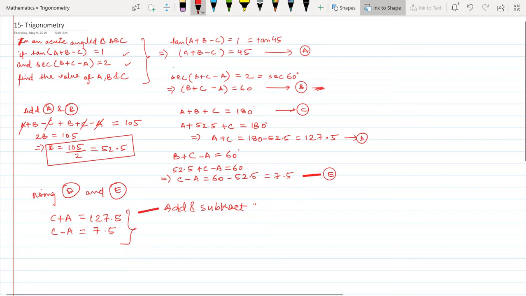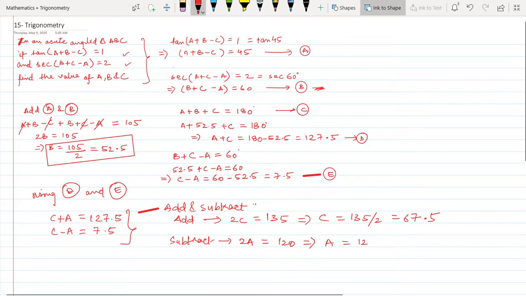When you add the two equations, what you get is 2C is equal to 135, which implies that C is equal to 135 by 2, which is equal to 67.5. Have I done right? Yes, I think I've done right. And when you subtract the two equations, what you get is 2A is equal to 120. This implies that A is equal to 120 by 2, which is equal to 60 degrees.